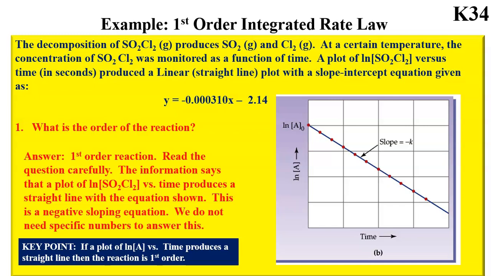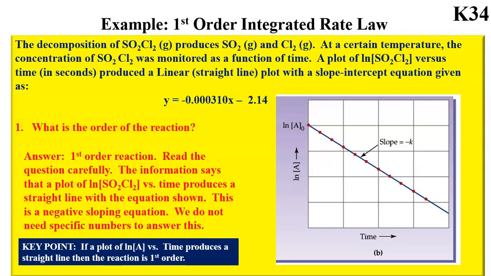The decomposition of SO2Cl2 produces SO2 and Cl2. So that's called a decomposition reaction. You have a single reactant that's breaking into 2 products. At a certain temperature, the concentration of SO2Cl2 was monitored as a function of time. A plot of the natural log of SO2Cl2 versus time produced a linear straight line. So right away that tells you it's a first order reaction. If a plot of the natural log of the reactant versus time gives you a straight line, a negatively sloping straight line, then it must be a first order reaction. That's one of the characteristics that they might ask you about on the AP exam.